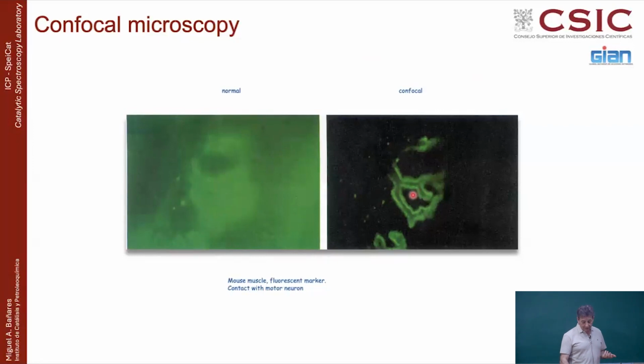However, if you make a confocal, all this light from above and below is cancelled. And all you get is only the light from the plane where you are focusing, where you are interested, where you have your fluorescent label. And then the same image without and with confocality looks very different. This is just confocal microscopy for fluorescence.